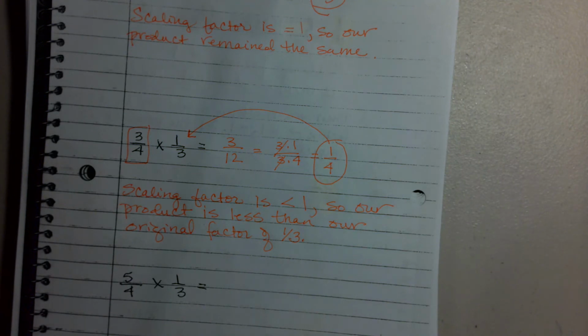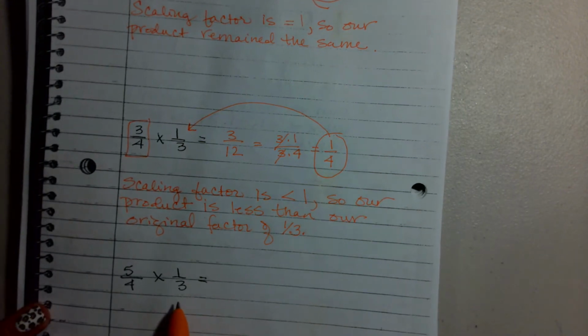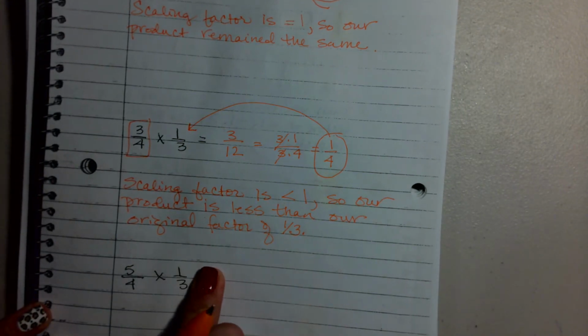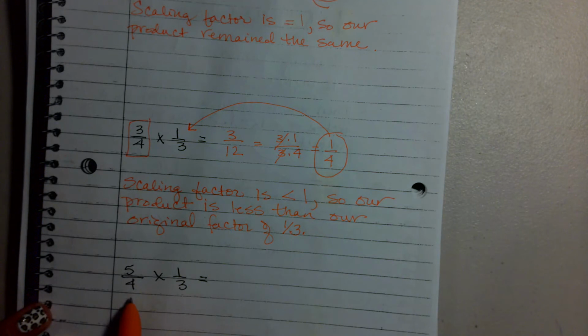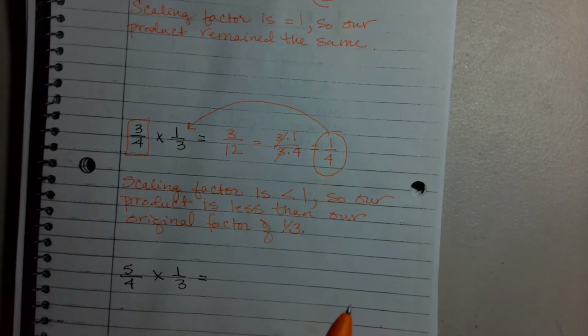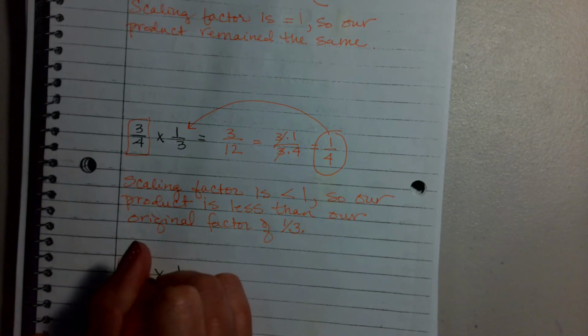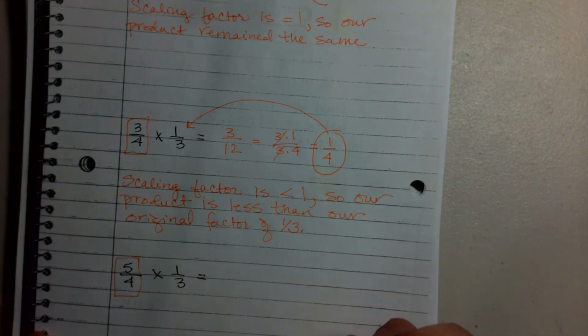All right. So in this last expression here, without the equal sign, it's an expression. With the equal sign, it's an equation. So 5/4 times 1/3. What is the scaling factor? The scaling factor is 5/4, right? So is the scaling factor more than or less than 1?